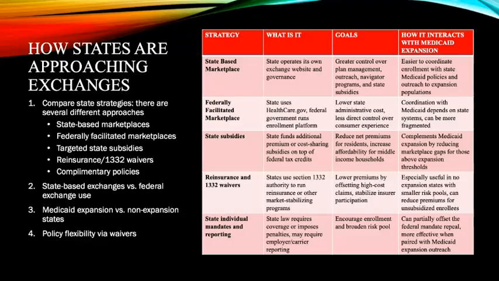State-based exchanges offer better coordination with Medicaid expansion, while federally facilitated marketplaces typically have lower administrative costs but less flexibility. Now, reinsurance programs and state subsidies help stabilize insurance markets, reduce premiums, and encourage insurers' participation.